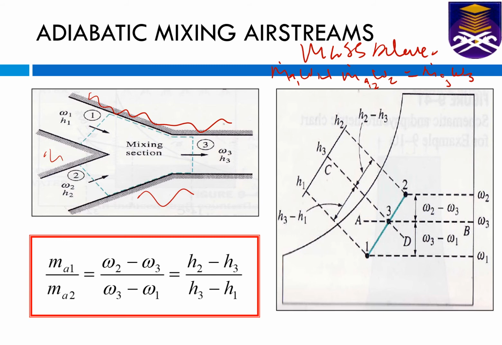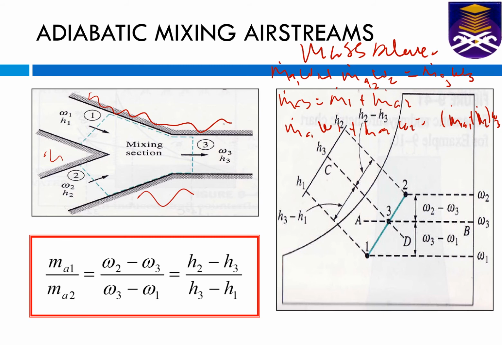Yeah, where m dot A3 equals m dot A1 plus m dot A2. Then m dot A1 omega 1 plus m dot A2 omega 2 equals (m dot A1 plus m dot A2) omega 3. Yeah, so that's one equation.